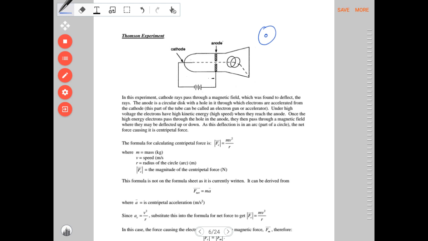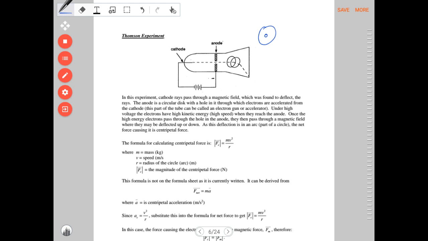Okay, awesome. All right, so in this experiment, cathode rays passed through a magnetic field, which was found to deflect the rays. Okay, the anode is a circular disc with a hole in it through which electrons are accelerated from the cathode. Okay, this part can be called the electron gun or accelerator. Under high voltage, the electrons have high kinetic energy or high speed when they reach the anode. Once the high energy electrons pass through the hole, then they pass through a magnetic field where they are deflected up or down.